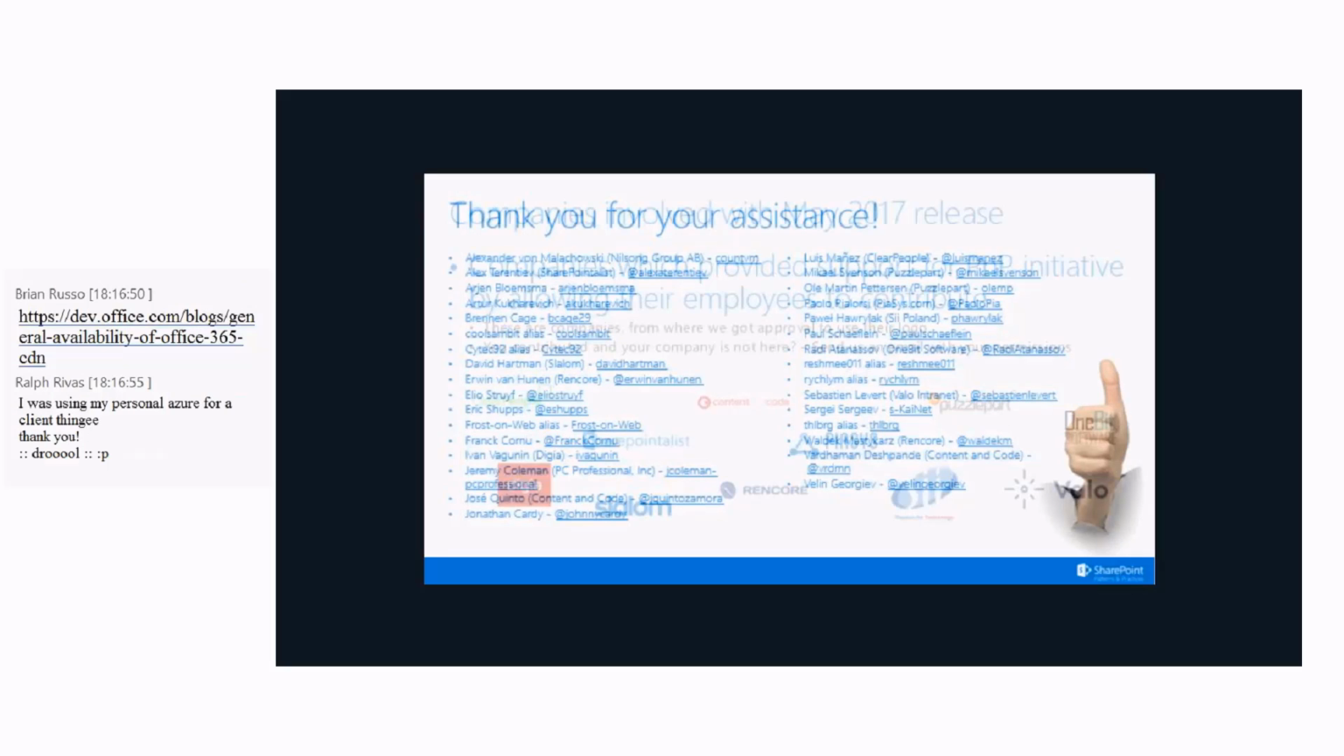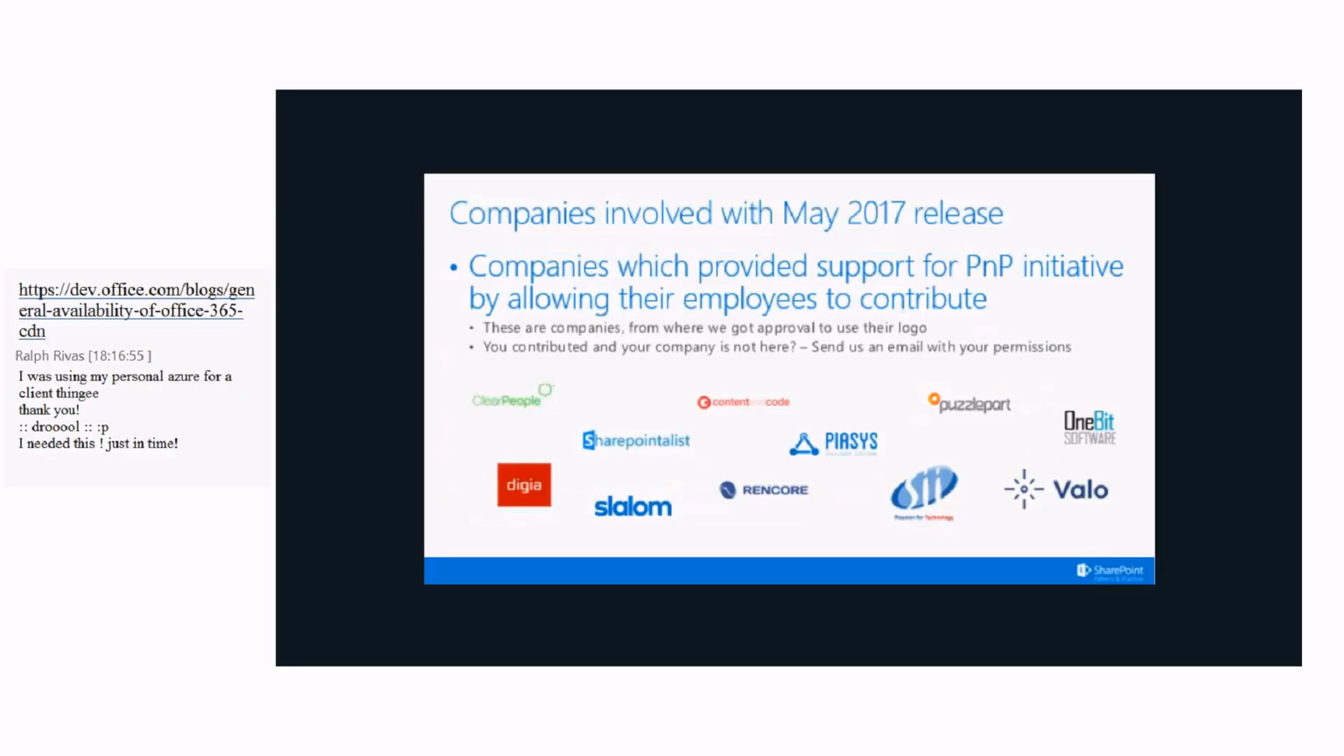And then on the company side, we had quite a few companies which we have permission to use their logo in our messaging as well. So these are the companies who have given their employees permission to contribute to PnP and who contributed on the PnP during this month. There are certain contributions which we unfortunately didn't have time to fully test, and we were unable to merge them in by the May release, and I do apologize on that. We'll work on getting them in the June release.